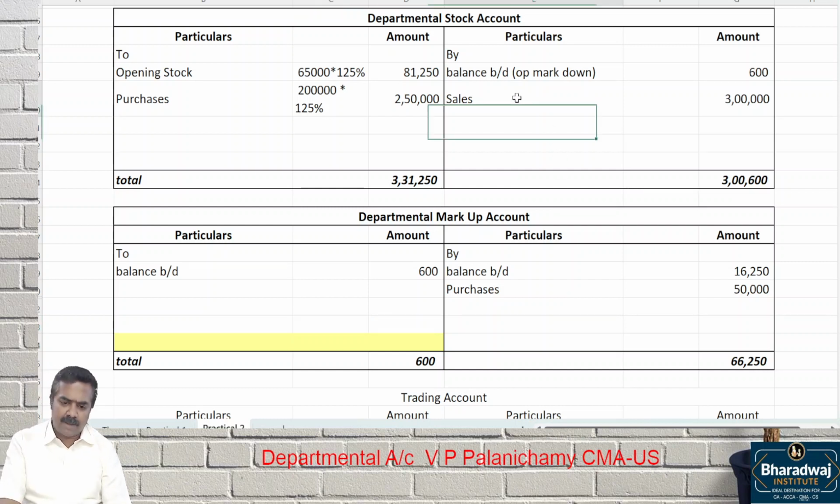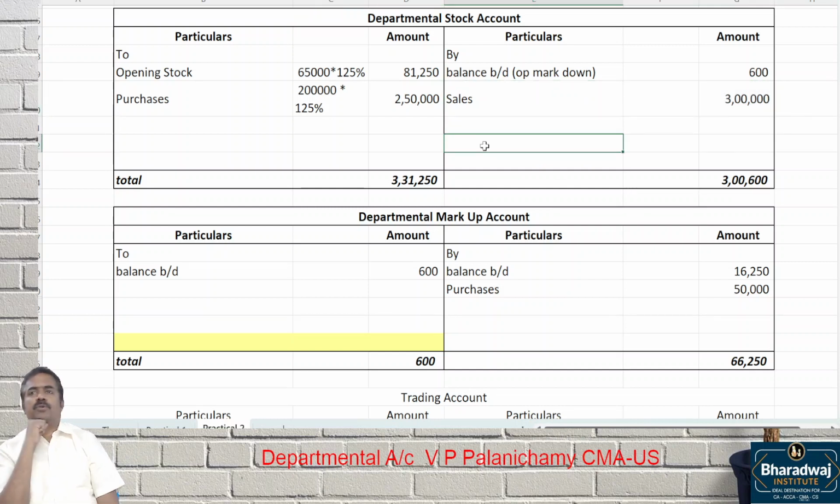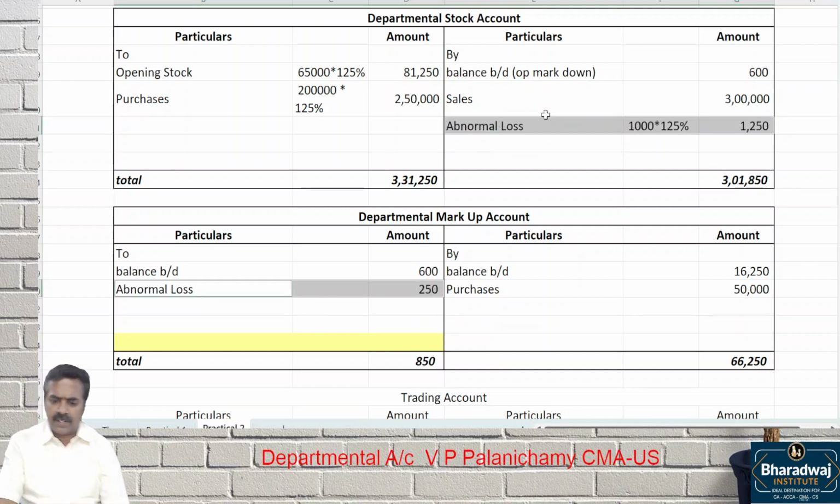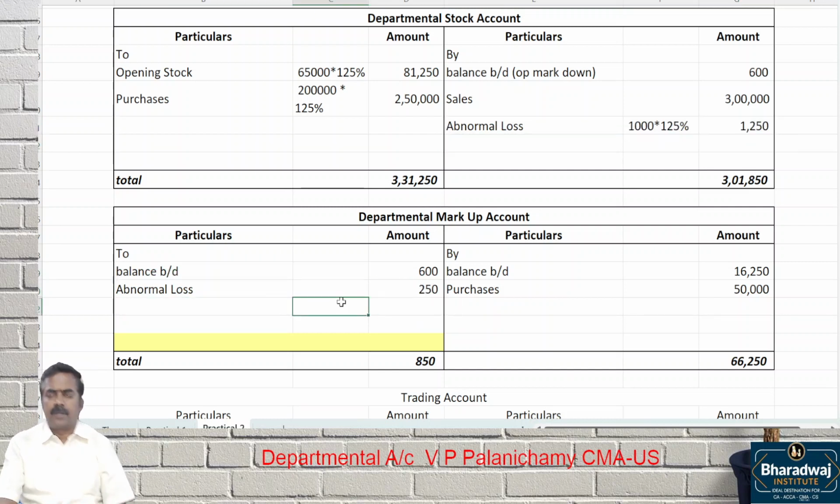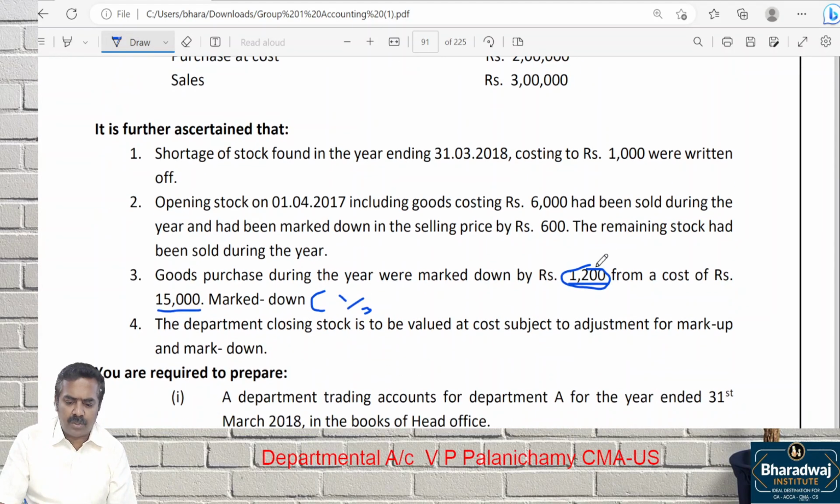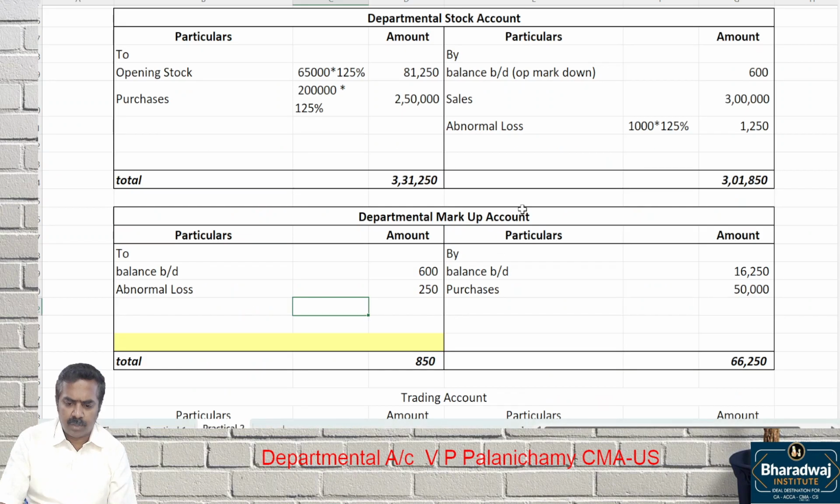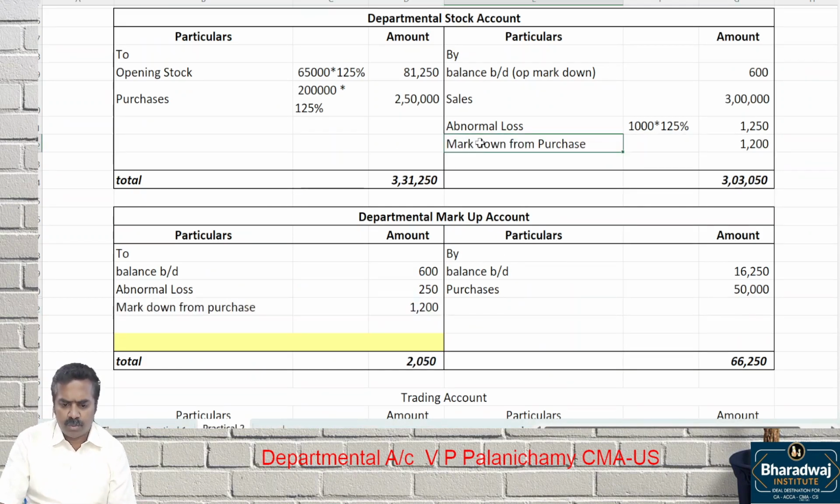Sales 3 lakhs. Abnormal loss, or the cost of what is abnormal loss cost? 1,000 plus 25% add panna. What is invoice price? 1,250. That markup we will adjust in departmental markup account. Then, from the purchases we marked down some items worth how much? 1,200 we marked down. So by markdown from purchase, 1,200 you can record.